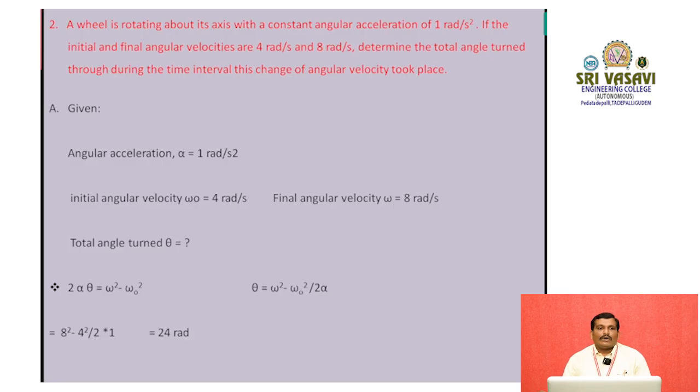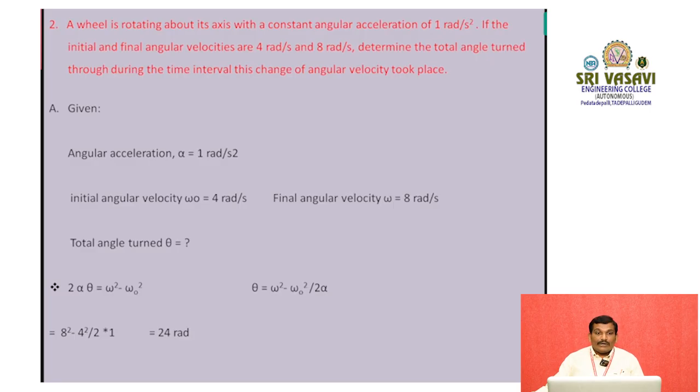And coming to the next problem. A wheel is rotating about its axis with a constant angular acceleration of 1 radian per second square. If the initial and final angular velocities are 4 radians per second and 8 radians per second, determine the total angle turned through during the time interval this change of angular velocity took place. Angular acceleration is generally represented by alpha, that is equal to 1 radian per second square.